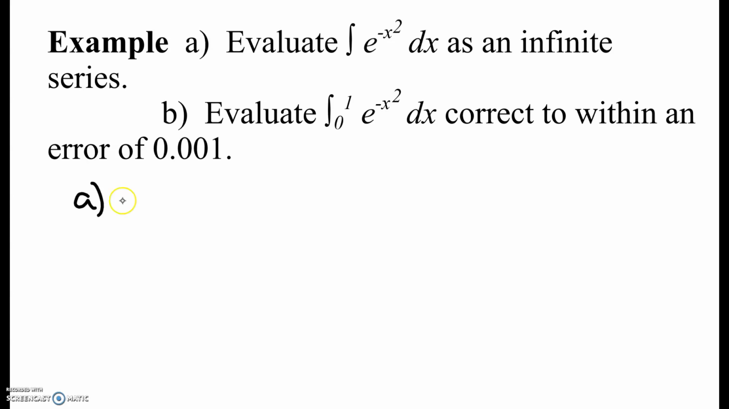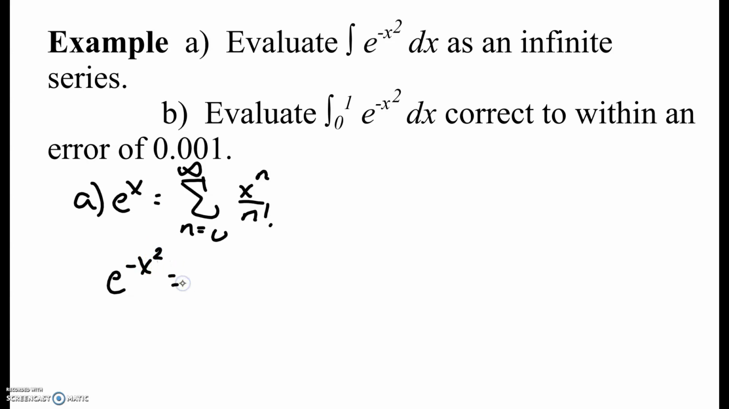So we know that e to the x is the series n goes from 0 to infinity of x to the n over n factorial. Here we have e to the opposite of x squared. So we replace the x with the opposite of x squared.